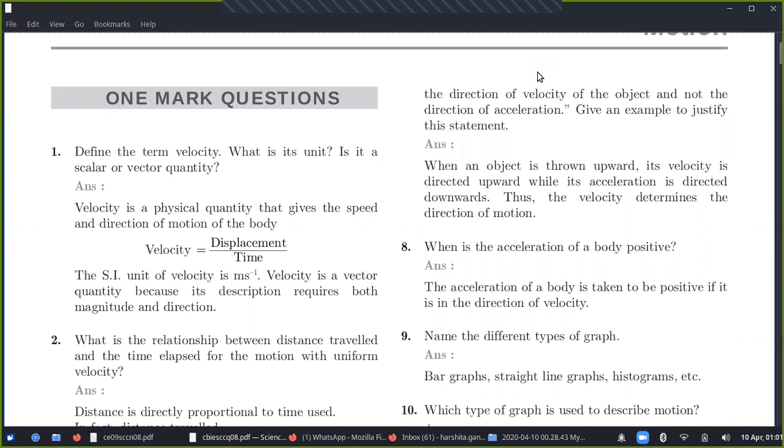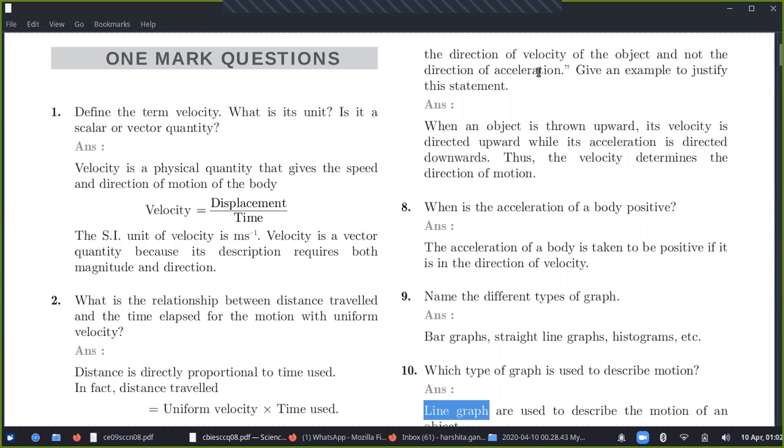Hey everyone, I will be discussing some important questions of chapter Motion of class 9 physics. I have downloaded this PDF from cbse.online.in. You can go there and download it yourself. So let's discuss a few questions, one mark questions given here.